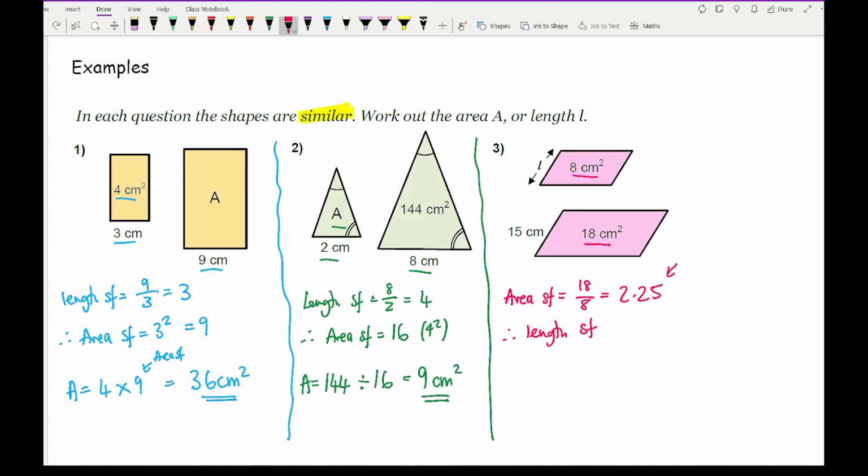well, if this is k squared, and I will know what k is, then what I need to do is square root 2.25. Now if I square root 2.25, I get an answer of 3 over 2, or 1.5. This is what I'm wanting because obviously I'm trying to find a length. So from this I can say that L is going to be 15, and I'm going from big to small, so I'm going to divide by the scale factor, which is 1.5, and that gives me a length of 10 centimeters. And again, just centimeters because I'm working with length, and there is my final answer.